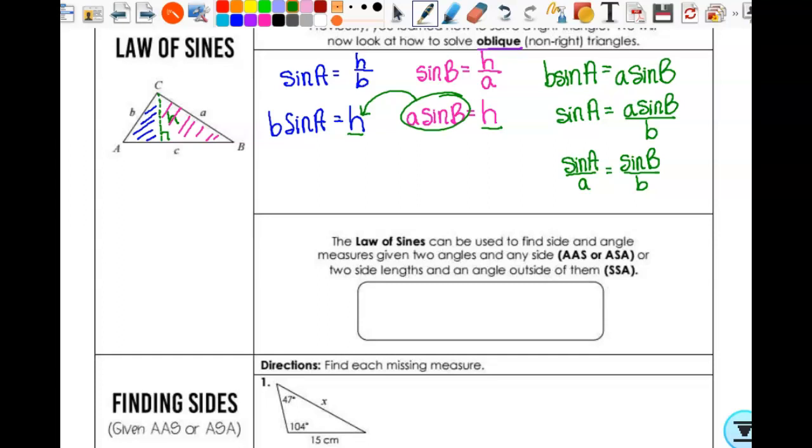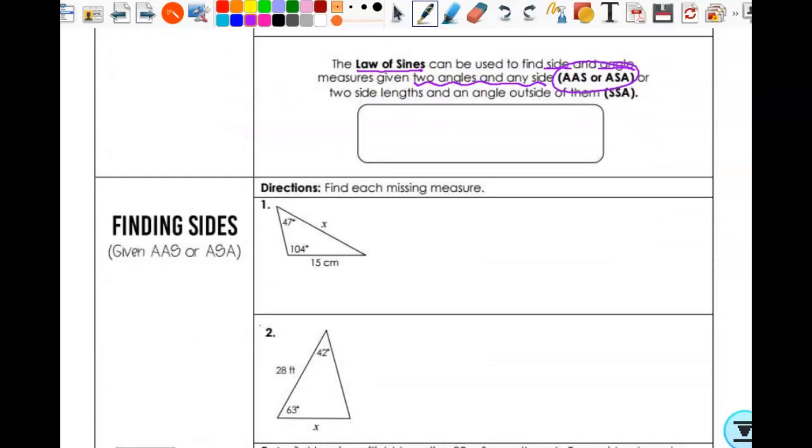Most of the time your triangles aren't labeled A, B, and C anyway, so it really doesn't matter what the letters are, right? So this is our law of sines. The law of sines can be used to find side and angle measures given two angles and any side. So that's angle, angle, side, or angle, side, angle. Or two side lengths and an angle outside of them, and that's SSA.